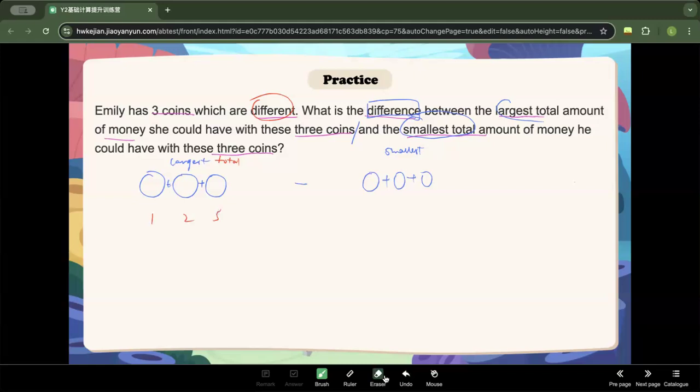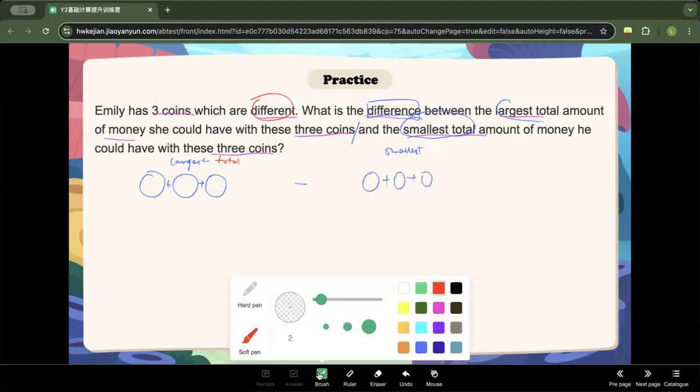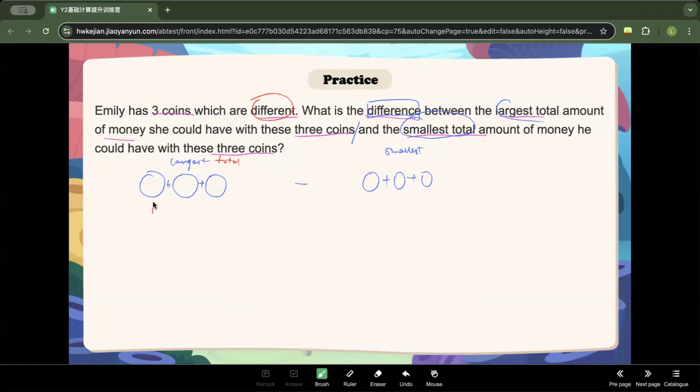So if we want the largest total, what's the important thing? We want all of the 3 coins to be the largest coins we can have. Does it make sense to everybody? Okay, so if we want the largest total, try to find all of the largest coins.